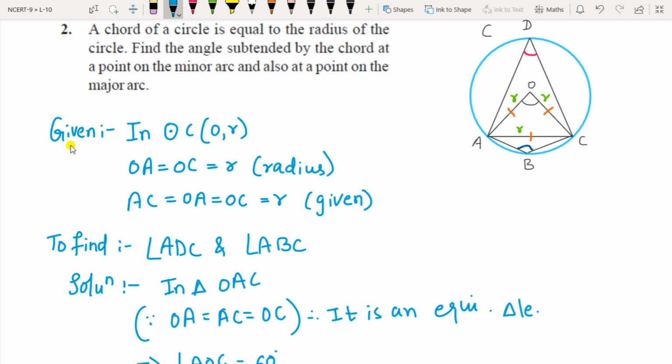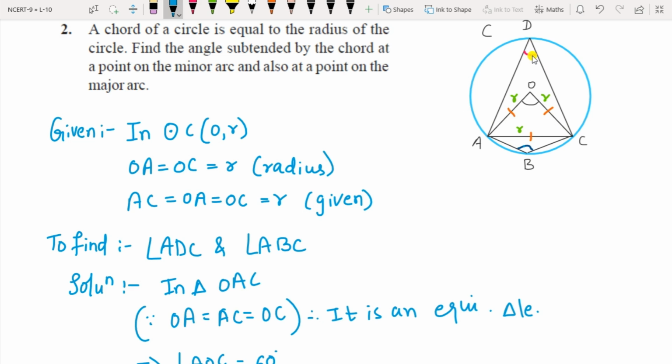So you have to write first D1. It is read as in circle C with center O and radius is R. This is a short form to write the whole sentence like this: in circle C with center O and radius equal to R. Here OA is equal to OC, that is the radius, and AC equal to OA equal to OC, that is R, that is given.